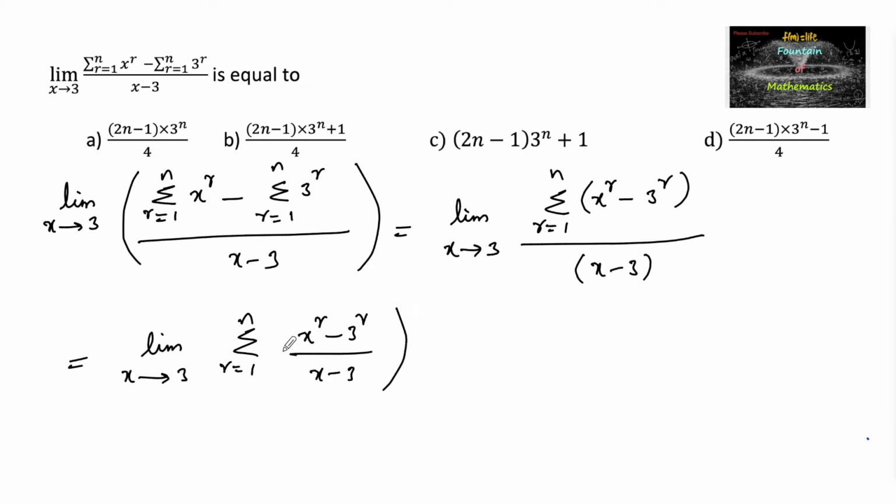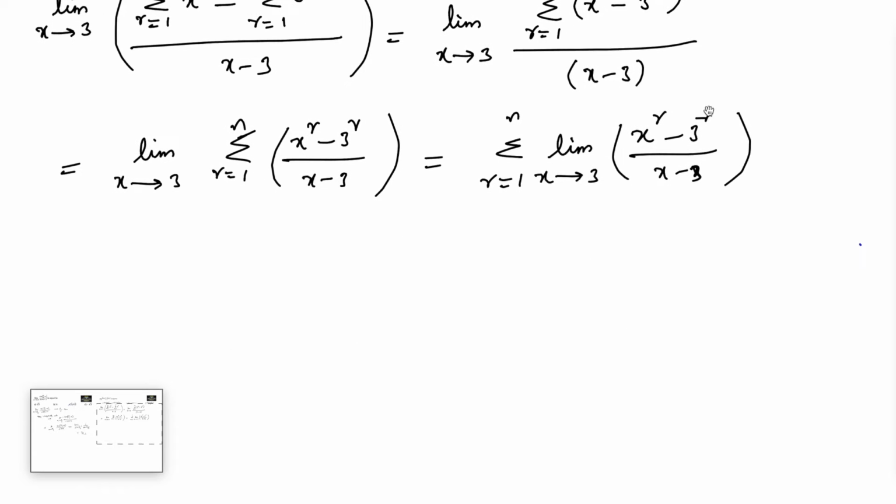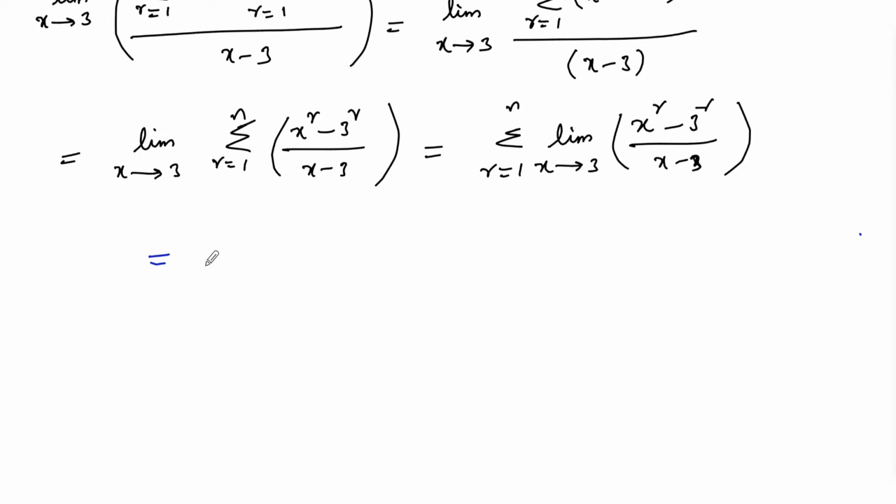Since the denominator x minus 3 is independent of r, we can consider it inside, and the limit of the sum we can do separately. So limit x tends to 3 of (x to the power r minus 3 to the power r) divided by (x minus 3), and we can write it as summation over r equals 1 to n.